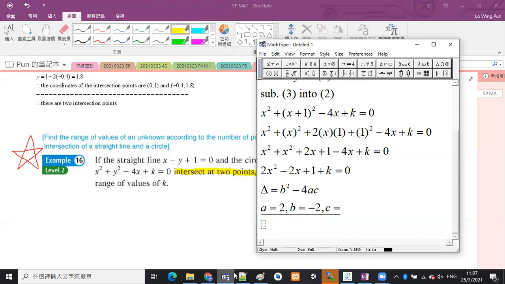C is the constant term. It's the term with no x. In this case, should be what? 1. How about the K? Should we include the K in the C terms? Yes, because every term without attaching with the X should be considered as the constant term. Okay, should be included in the C part.